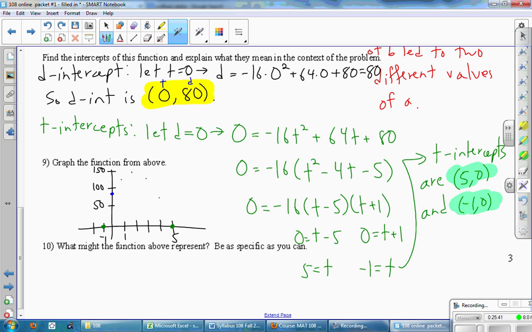So you can see I went up to 150 there because the table's biggest d value is 144. And then make sure you get out to at least 5 and -1. And so I've plotted the points from the table. Those are the ones in purple. I also plotted the d-intercept, that's here at (0, 80). And I plotted the 2 t-intercepts in green. We found them over here also in green.